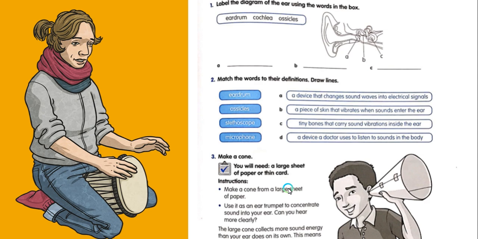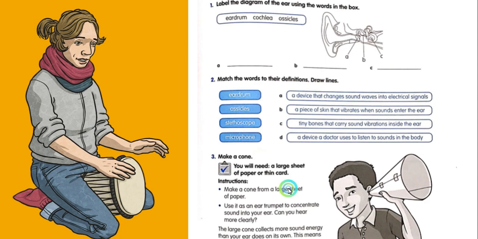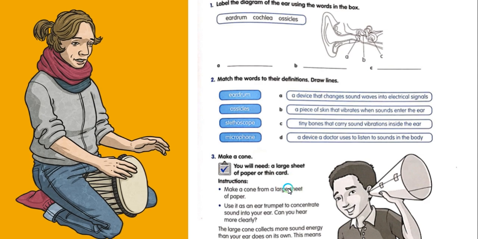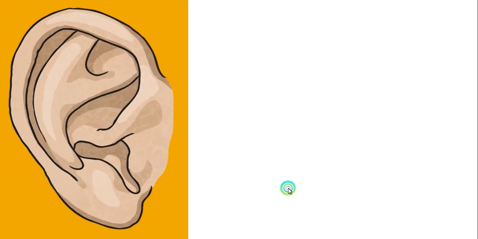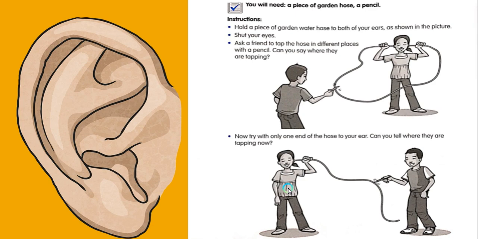And here is an activity you can practice at home. All you need is a large sheet of paper and a thin card, and you follow the instructions, and it's going to give you the sound that you are trying to get. Here is another activity. You will need a piece of garden hose and a pencil. Follow the instructions, and when you follow them, you will hear what it is saying.